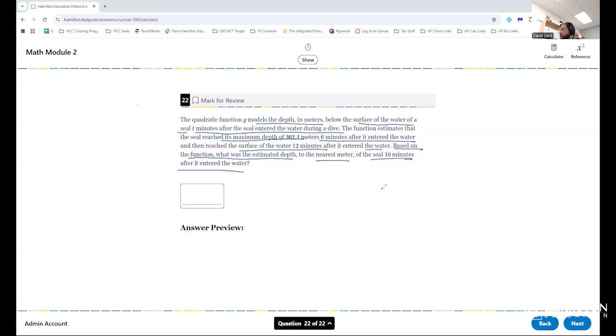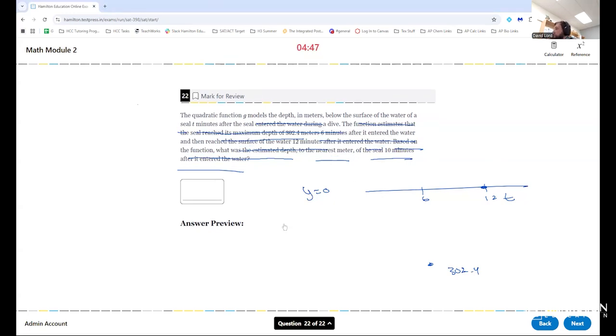Okay, so there's a lot going on here. Let's draw a time graph. Now we know if we set this to be the 0 or the surface, at 12 minutes it hits the water surface. And at 6 minutes, which is halfway, it has a maximum depth of 302.4. And by the way, this 12 minutes is not 12 minutes after it reaches maximum, it's 12 minutes after it enters the water.